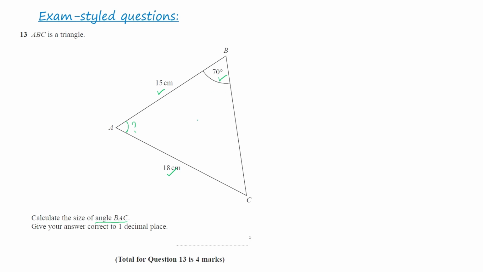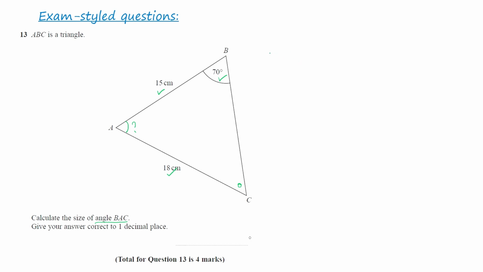This angle and this side correspond to each other. But this angle and this side don't correspond to each other. So we can't use the sine rule directly. But what if we use the sine rule to find this angle first? If we find this angle, and we know this angle, then we can find this angle, right? So let's do it. First, we use the sine rule to work out angle BCA.